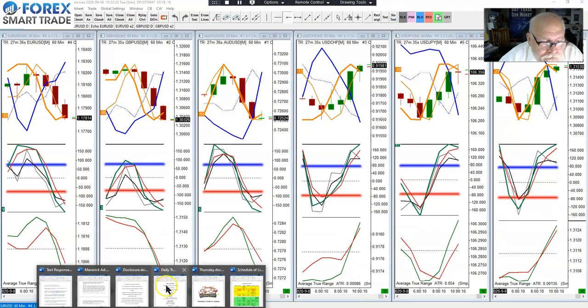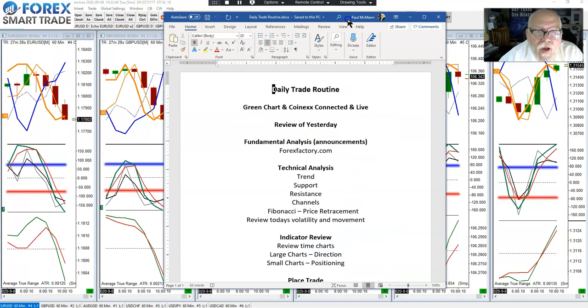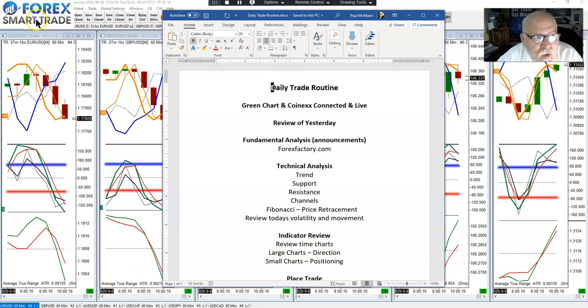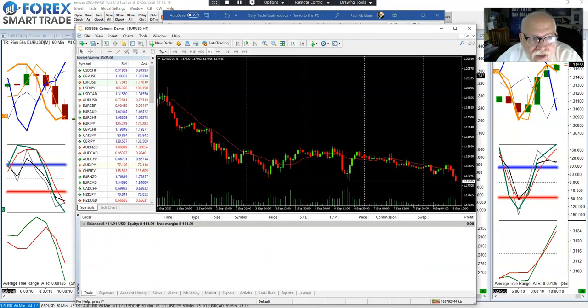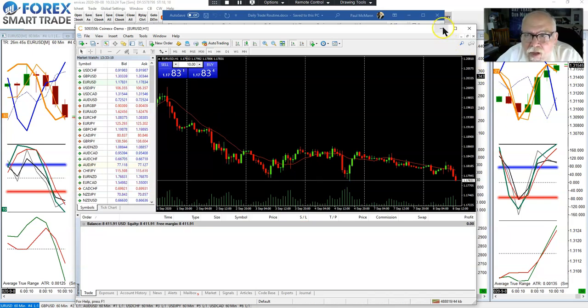Let us bring up our daily trade routine. Like a pilot's checklist, I always have a series of things I like to go through before trading. I want to check that my charts are connected and live. I know I'm connected because I've got a big green box up here, and a little green box down on the bottom corner of the indicator. I will also check that my trading account is live, and I can tell that by the numbers bouncing around, and there they are. So we are live and live.